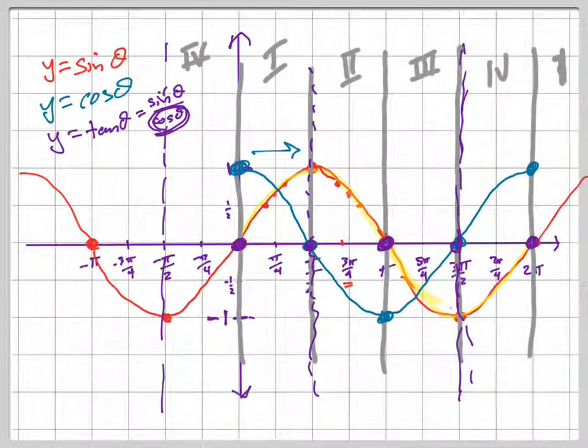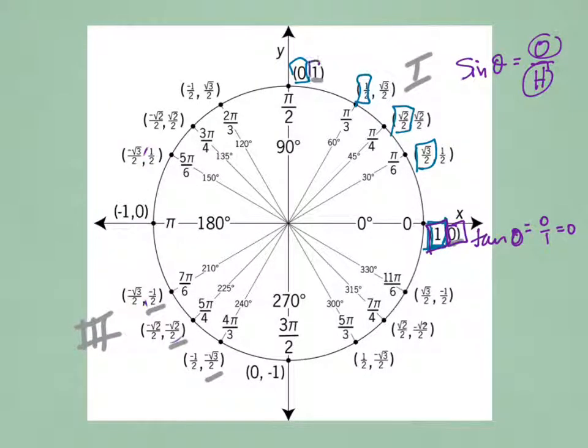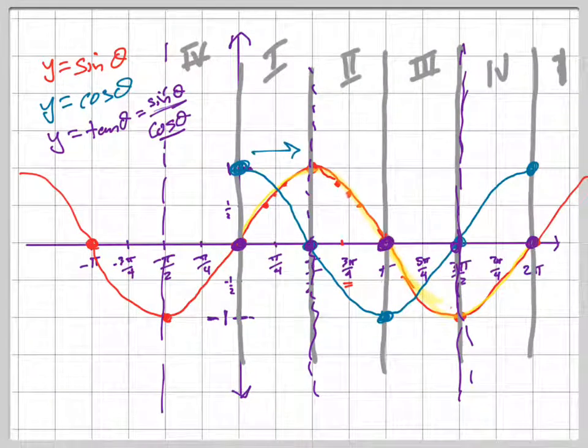So you get an asymptote whenever the cosine is 0. For the tangent graph, wherever the cosine is equal to 0, remember the tangent equals the sine over the cosine. So wherever cosine equals 0, the tangent isn't defined there because you can't divide by 0. 1 divided by 0 does not exist. You can't do that in math.